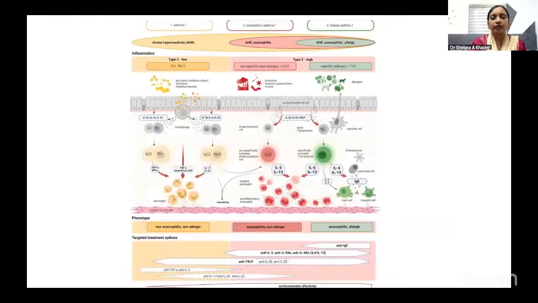This is a beautiful diagram explaining what I have told just now. The top part shows the Th2-low and Th2-high pathways, explaining the epithelial alarmins, all the cytokines and the actions of the cytokines, and in the lower part, they show the effect of various treatment modalities on each type of asthma. I'll be sharing the article from which I have taken this. It is worth reading.